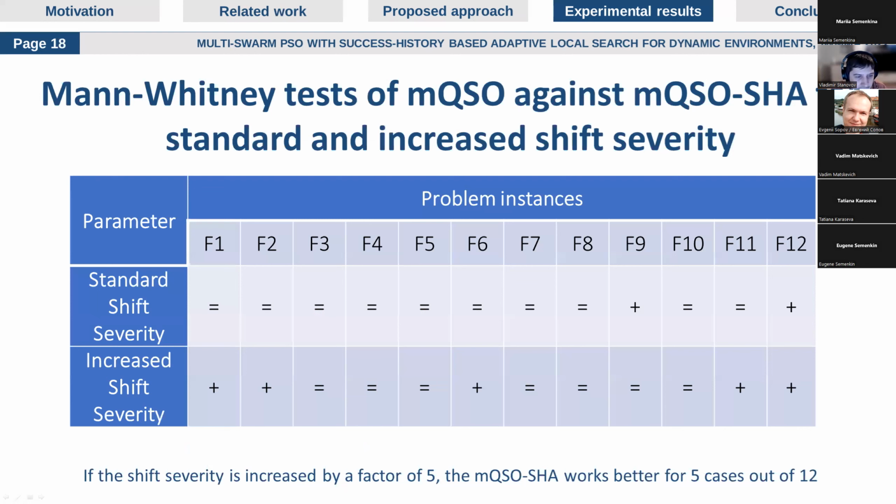So finally, here are some Mann-Whitney tests comparing the baseline algorithm and the modified. Of course, on most problems, the difference is statistically not very significant, except for the most complicated cases with big shift severities, a big number of peaks, or small time between environmental changes. But if we again increase the shift severity, the modified algorithm becomes much better.